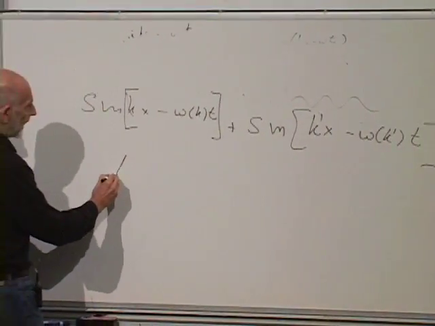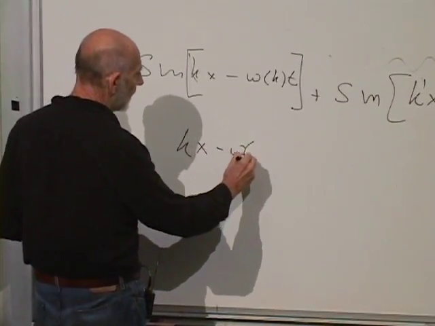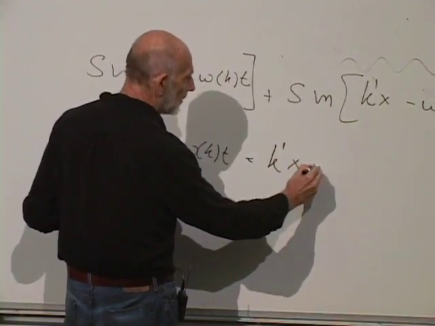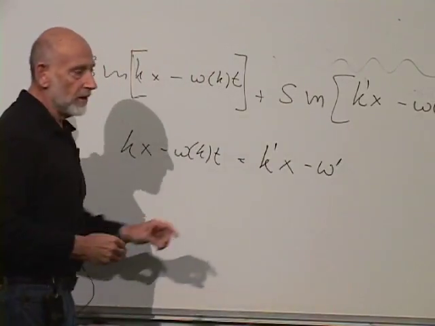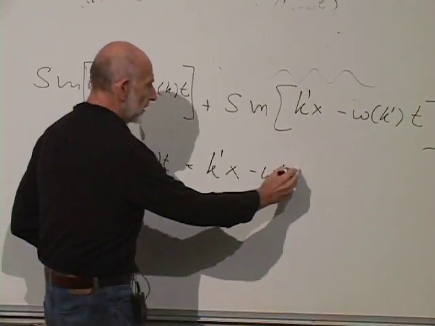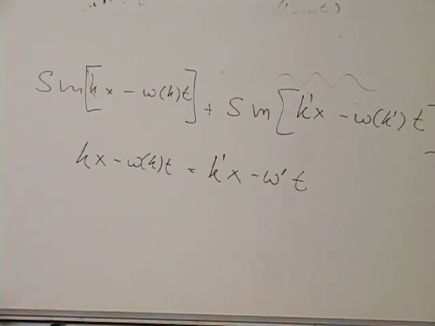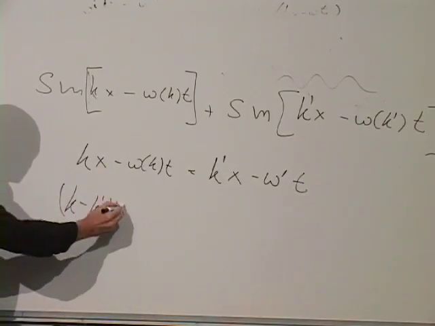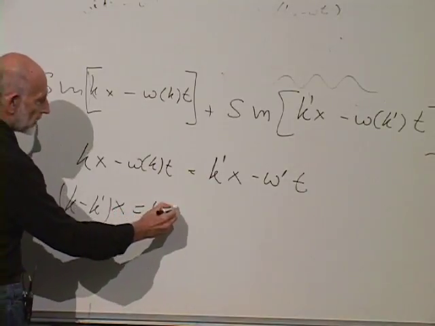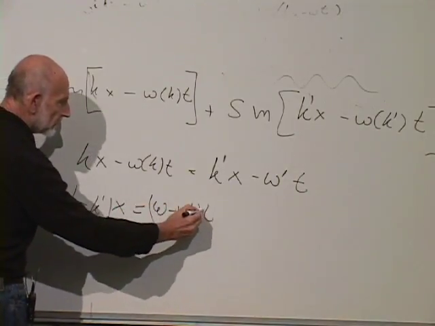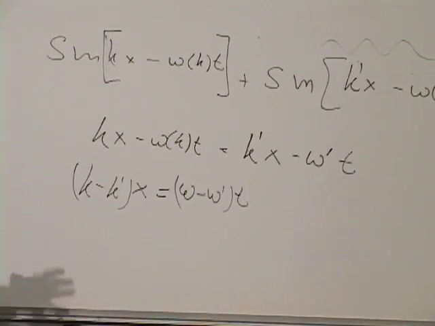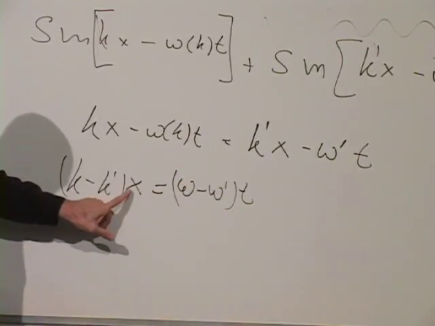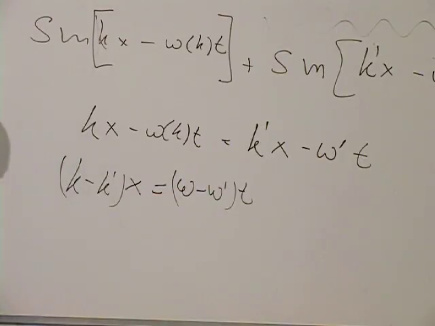That's at the place where kx minus omega of k t is equal to k prime x minus omega, let's just call it omega prime. Omega prime means omega of k prime t. But let's write this in the following way: k minus k prime times x is equal to omega minus omega prime times t. Two neighboring waves will reinforce each other along a trajectory where x and t are related by this equation.